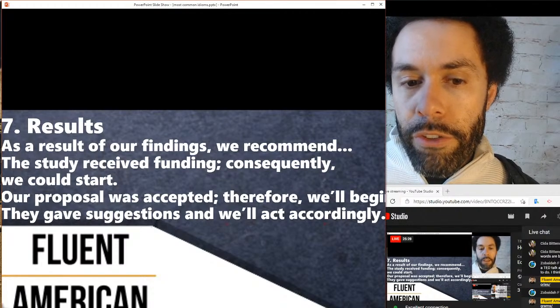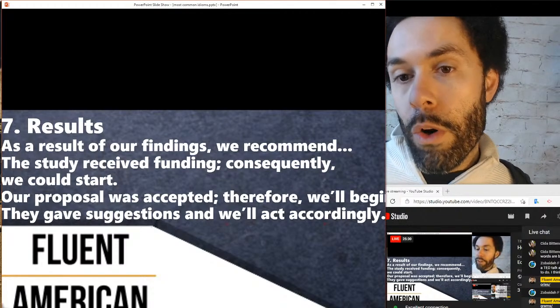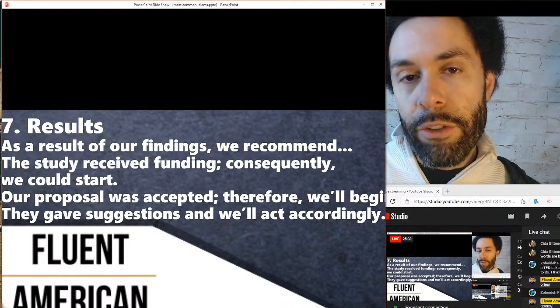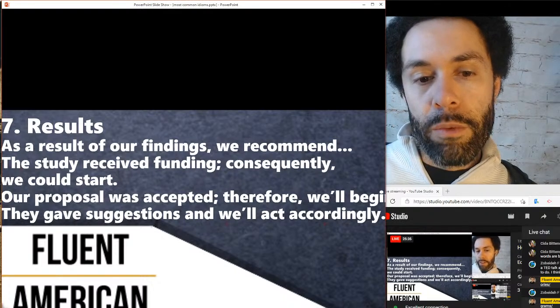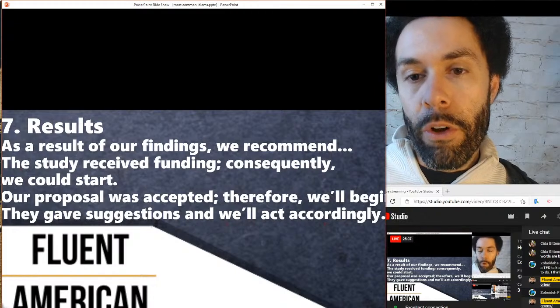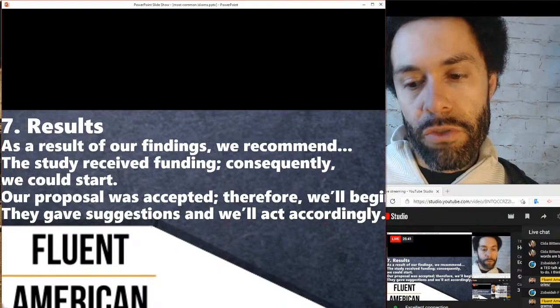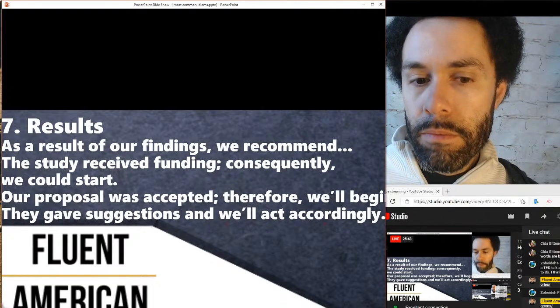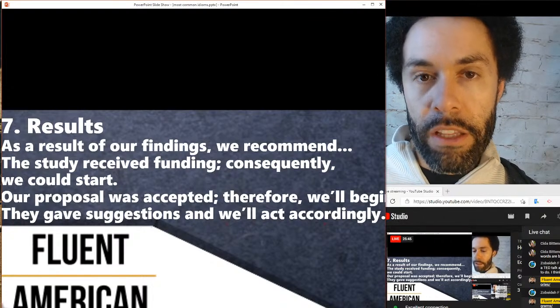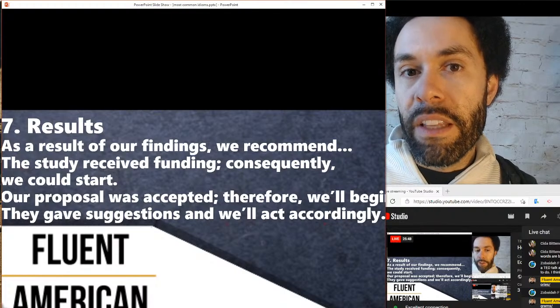And they gave suggestions and we'll act accordingly. Okay, so accordingly is another way to show that you're talking about a result. We'll act accordingly. We'll act based on the results, based on their suggestions. So because they gave suggestions, we're going to act. We'll do what they suggest. So that's what the accordingly means at the end of that.